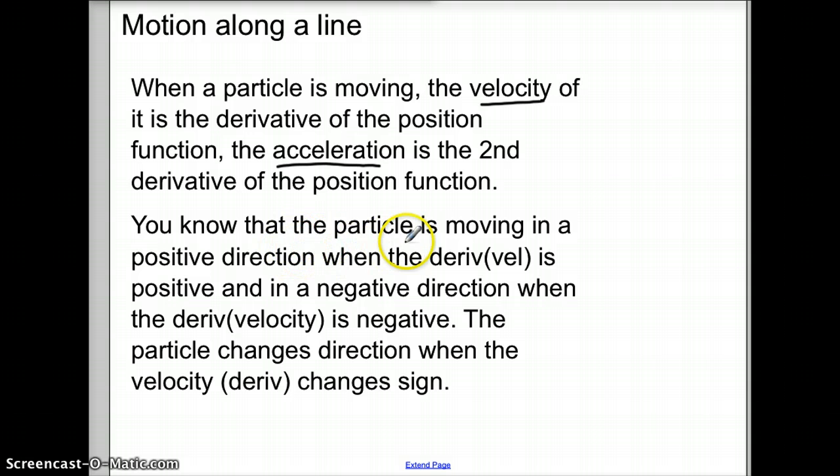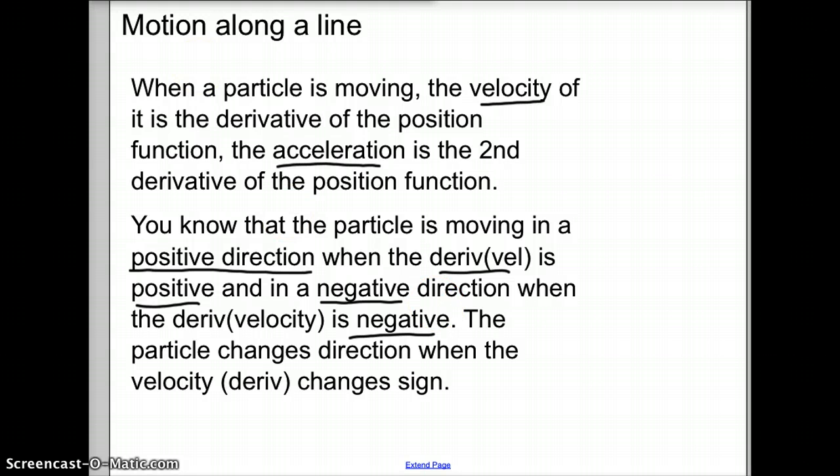And then the new thing, thinking about how you know if a particle is moving in a positive direction, it's when the derivative, which is the velocity, is positive. And if the particle's moving in a negative direction, it's when the derivative, or the velocity, is negative. The particle changes direction when the velocity changes sign. It's just like speed, going to the right or the left. Velocity is speed with direction. So if it's a positive number, if your derivative or your velocity is positive, it's going in a positive direction. If your derivative, which is velocity, is negative, you're going in a negative direction.